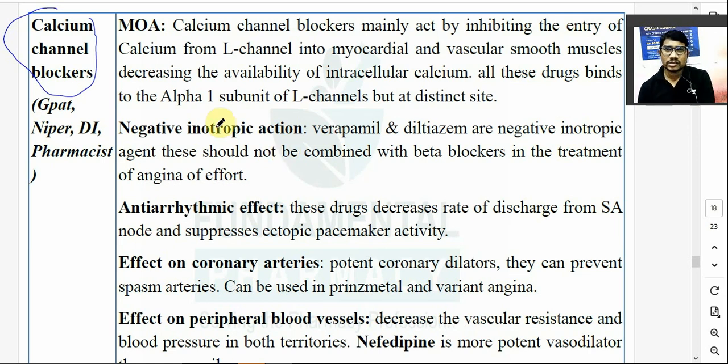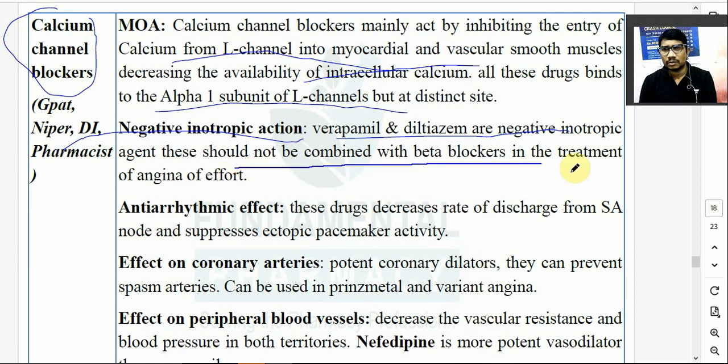So calcium channel blockers mainly act by inhibiting the entry of calcium through the L type of calcium channel into myocardial and vascular smooth muscle, decreasing the availability of intracellular calcium. All these drugs bind to the alpha 1 subunit of the L type of calcium channel. They exert basically a negative inotropic effect. Negative inotropic effect मतलब heart rate कम करेगा. So verapamil and diltiazem are negative inotropic drugs. These should not be combined with beta blockers.